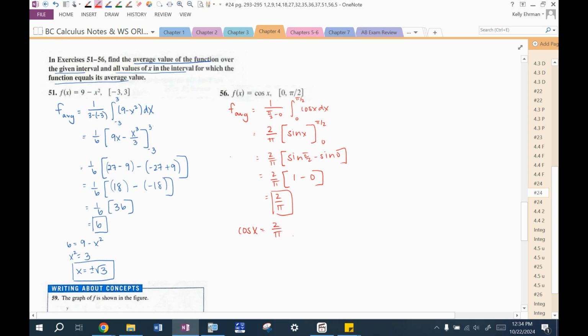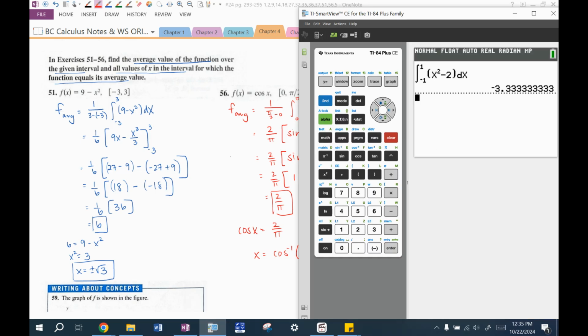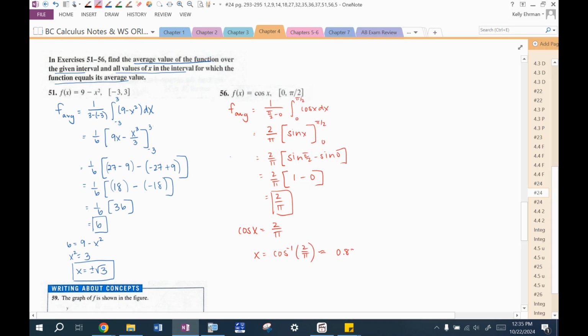I would need a calculator to get an actual numerical answer for this. I can say x is equal to whatever the inverse cosine of 2 over pi is. If it's a non-calculator problem, this is what I would answer. But I can approximate on my calculator. Make sure you're in radian mode, and then it's second cosine to get the inverse cosine of 2 over pi. So this is my answer in radians, 0.881. There's no label on that, you could write radians if you want to. That is between 0 and pi over 2 because pi over 2 is like 1.57-ish radians.